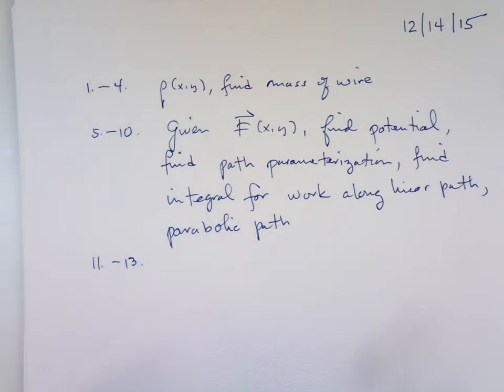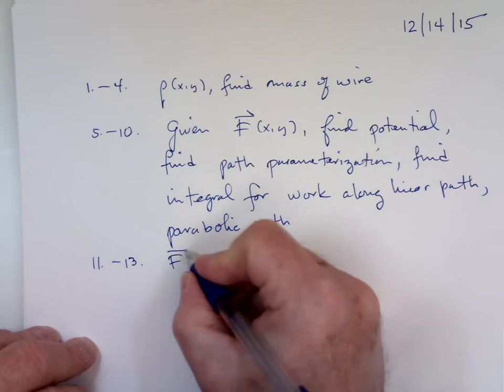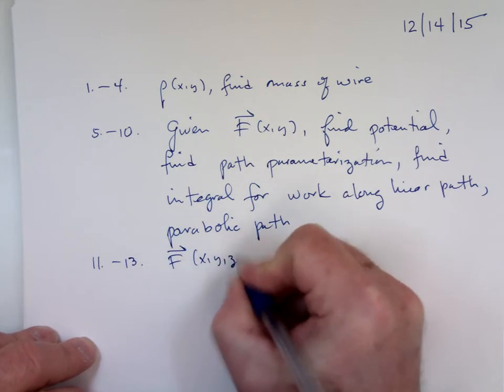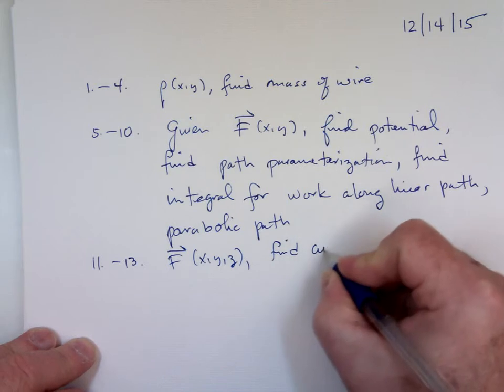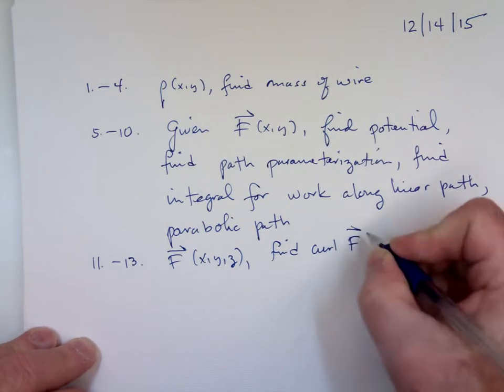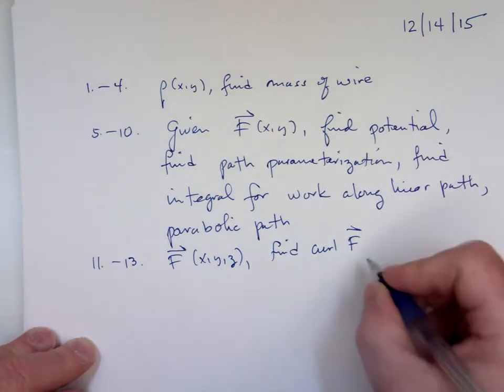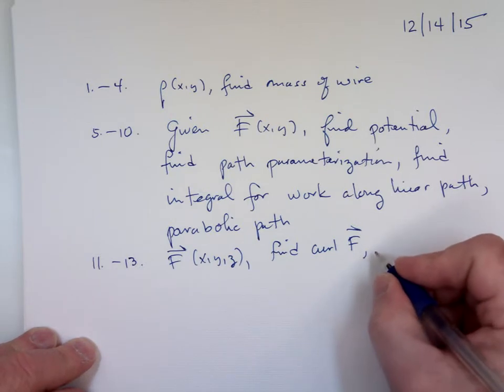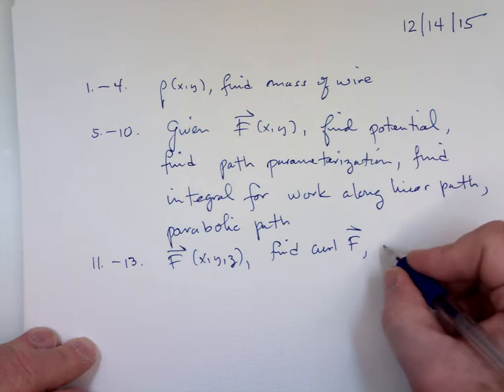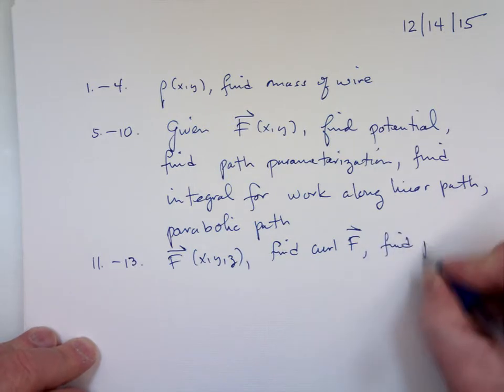11 through 13. Oh, this is a vector field in 3 space. Oh, man. I'd expect you to be able to find the curl. I had some trouble with that. Oh, really? I don't know if it was just like the WebAssign question getting in my head. Oh, really? Wow. Find the curl and then find potential function.